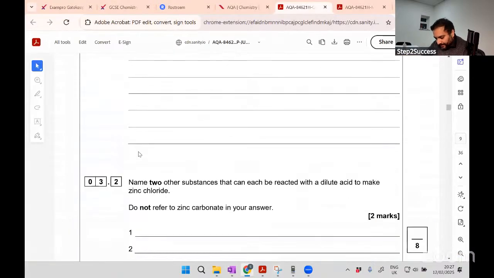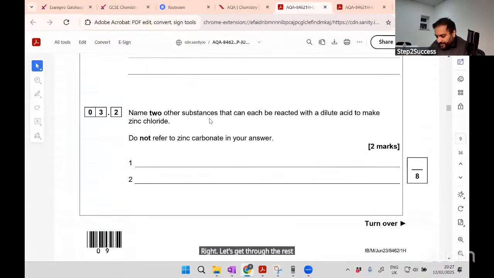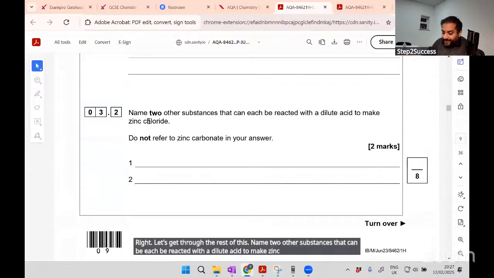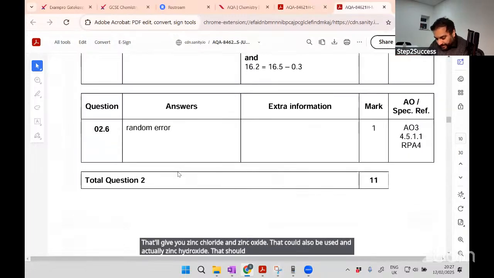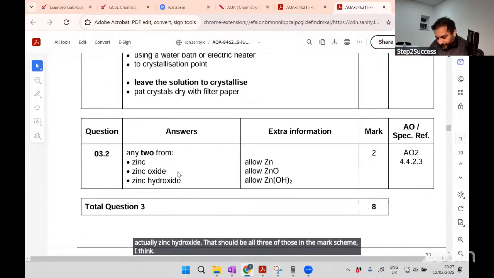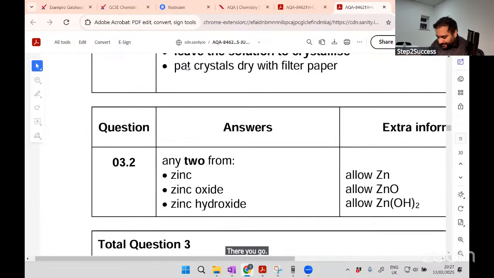Right, let's get through the rest of this. Name two other substances that can each be reacted with a dilute acid to make zinc chloride. The answer is zinc on its own. That'll give you zinc chloride, and zinc oxide. That could also be used, and actually zinc hydroxide. There should be all three of those in the mark scheme, I think. There you go. Zinc oxide and zinc hydroxide. All of them.